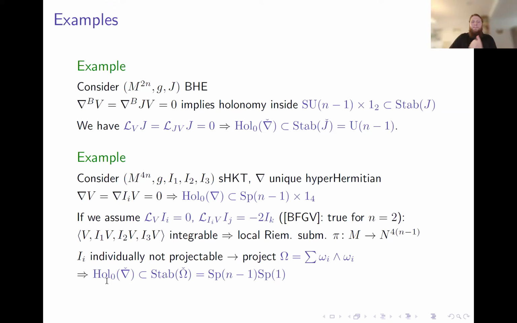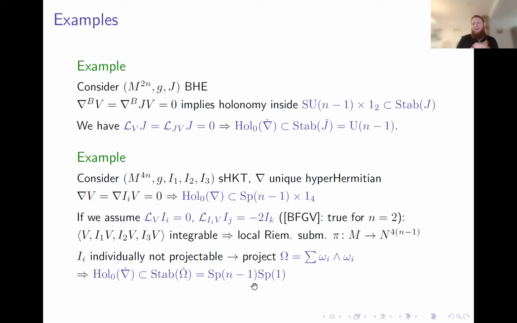So that tells us the holonomy of the connection on the base has to be inside the stabilizer of the projected omega, and this is a quaternionic form. So my holonomy on the base has to live inside Sp(n-1) times Sp(1). And once again, this is kind of a step back, because we noted up here that the holonomy is in Sp(n-1), and now the holonomy group has increased.